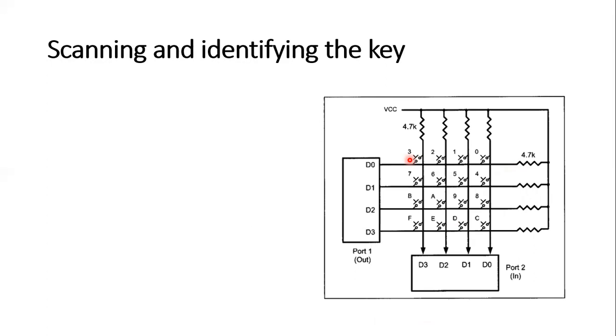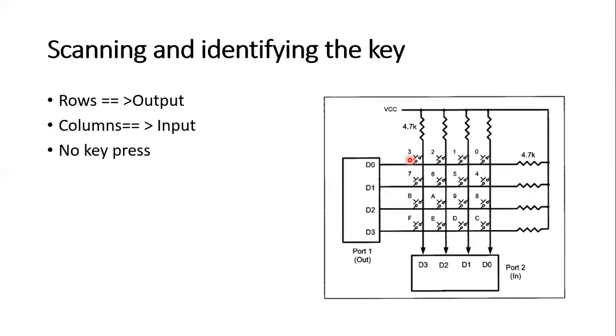First we have to scan whether any key is pressed. Then we have to find which key has been pressed. That's a very, very important process as far as the keypad is concerned. So how do we scan? As I told you, the rows are connected as an output from the microcontroller, whereas the columns are connected as an input to the microcontroller.